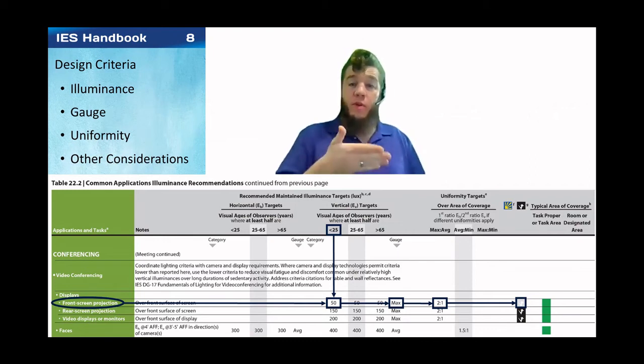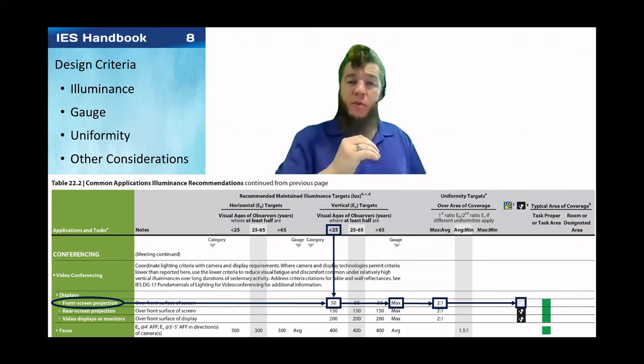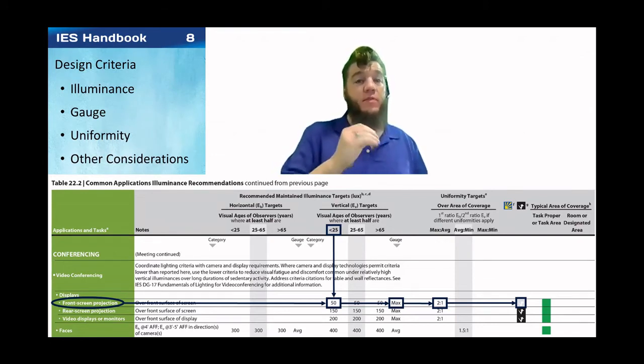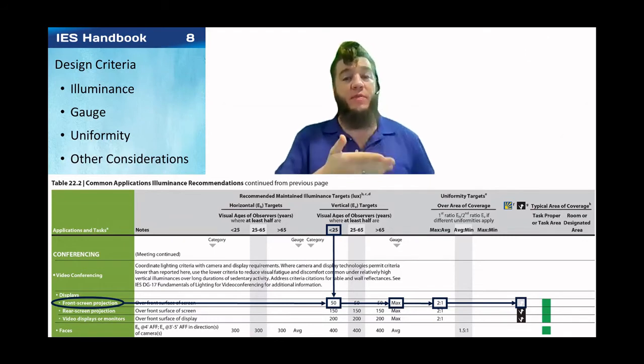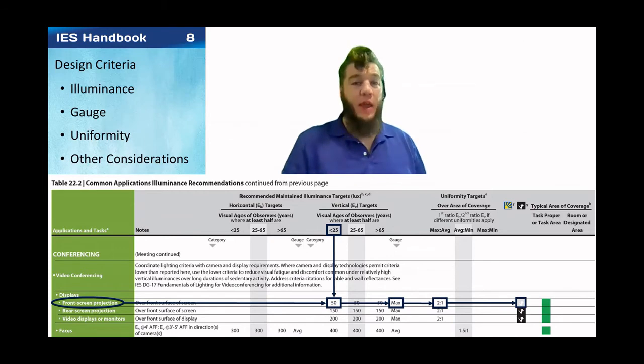We don't want to forget our gauge. In this case, it's max. So it's not just 50 lux, it's 50 lux maximum. And that's very different from 50 lux average. In this case, we're trying to limit the light on that projector screen, not have a minimum level of light. And then, of course, we have uniformity ratio recommendations.